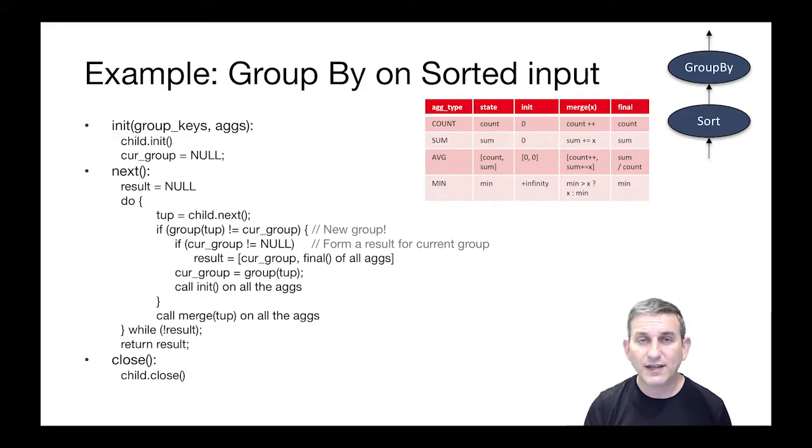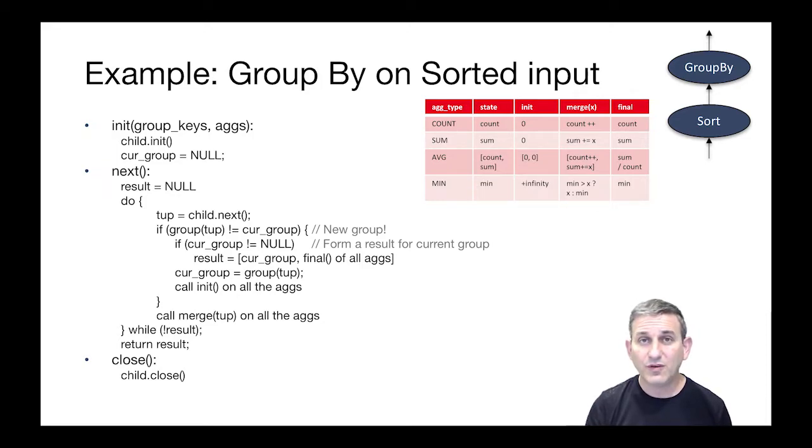So we call tup equals child.next, and we get a tuple from the child. Now, if the group of that tuple is not the same as the current group, there are two cases. In the first case, it could be that we just started the algorithm. It's our first call to next, and cur group is null. In that case, we skip these two lines. However, if cur group is not null, then we're going to be ready to form a result, because what we've done is we've seen a tuple that's different from the tuples in the current group.